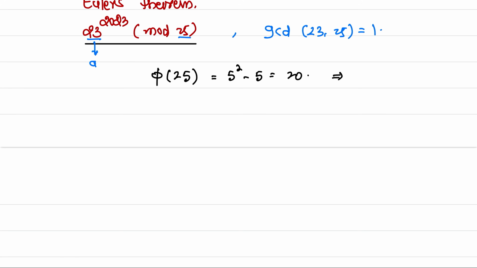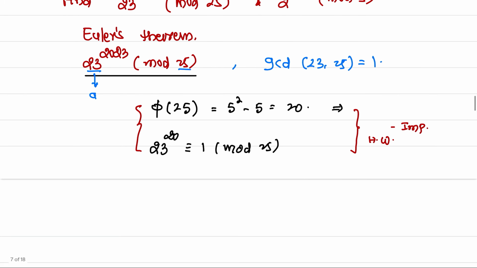Therefore, it implies 23 to the power of 20 is equivalent to 1 mod 25. How did we get it? Please treat it as homework. Please see my previous lecture and try to understand. This step is very crucial here. Important.